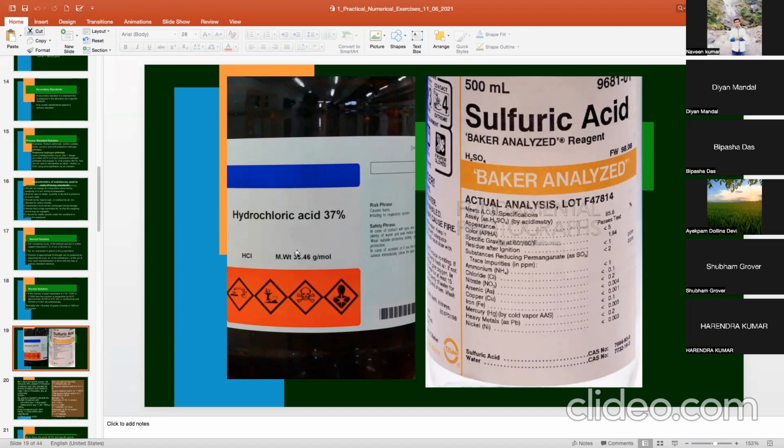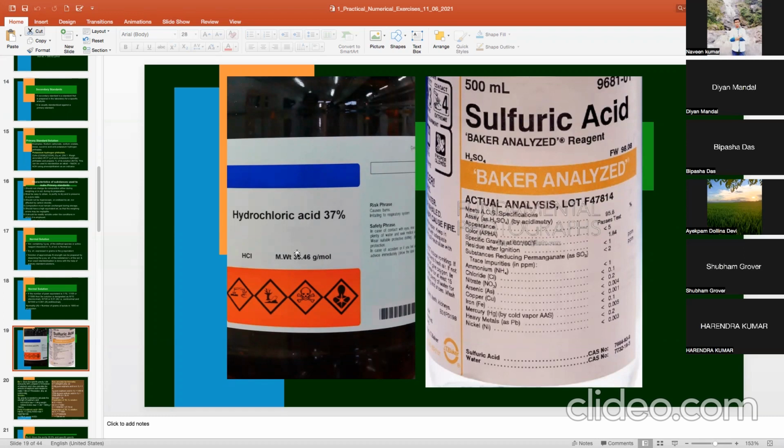You see, 37%, because most of the time, when you go to the laboratory, the normality of the acid is not written on the bottle. Normality is normally not written on the bottle unless you buy it. So you do not know the normality of the solution. You take any bottle of acid in the laboratory, normality is not given. What is given there?